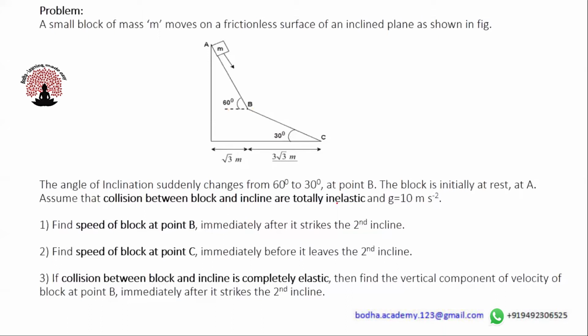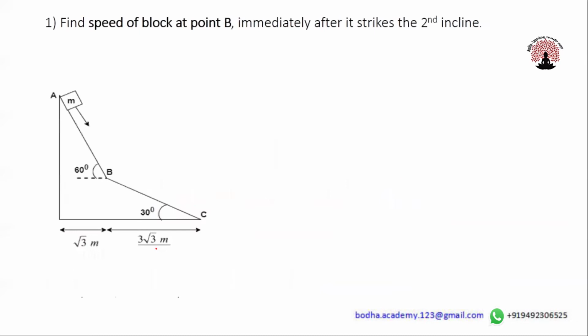In the third part, we will be finding that if the collision is an elastic collision, then what will be the velocity of the block at point B? These are the things we are supposed to determine. Now, first we'll start with the first part. We want to find the speed of the block at point B immediately after it strikes the second inclined plane.